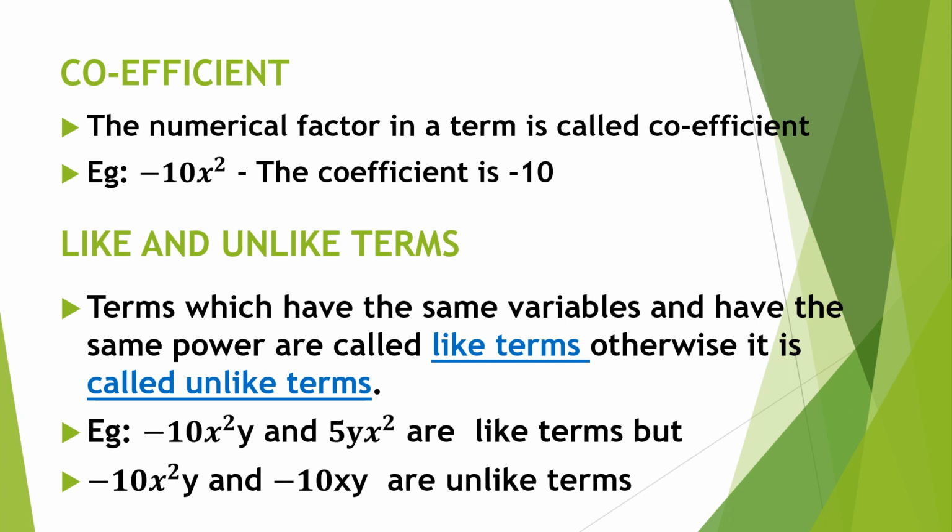In the second example, minus 10x square y and minus 10xy are unlike terms. Why? Because in the first one, the power of x is 2, but in the second case, power of x is 1. So the variables are same, but power is different. So minus 10x square y and minus 10xy are not like terms, they are unlike terms.